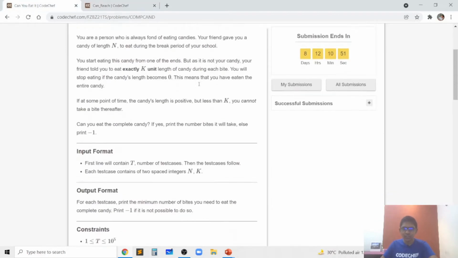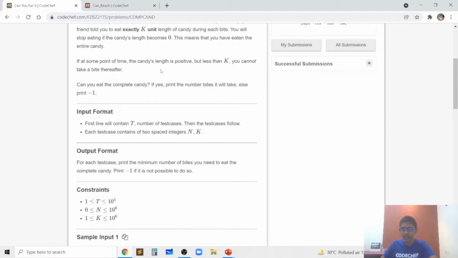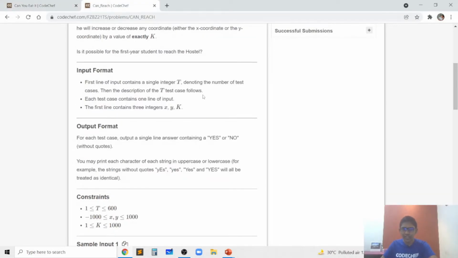So notice that in the first problem we had a very similar thing. However, we needed to print the minimum number of steps also. So in this case, we don't need to print the minimum number of steps. We only need to print whether or not it's possible to reach the coordinates.